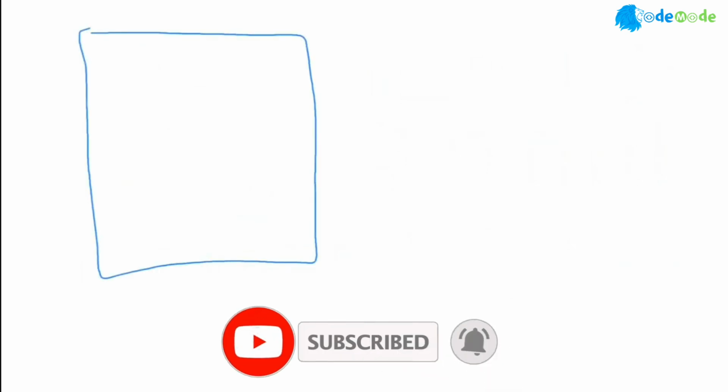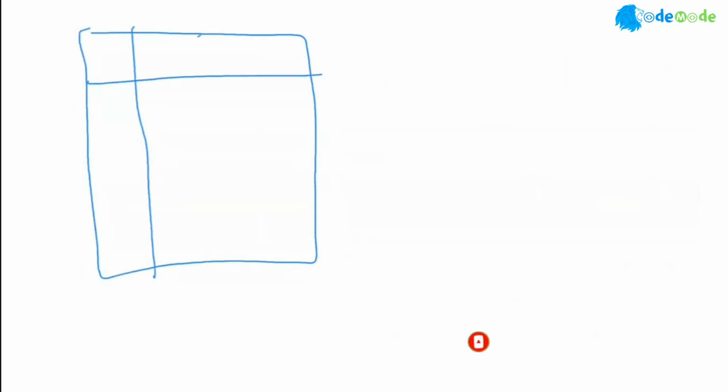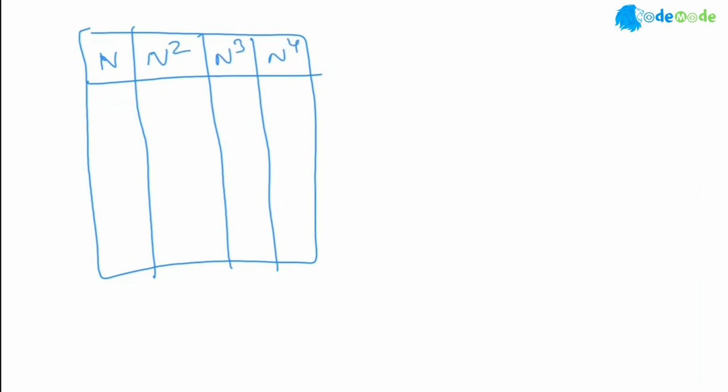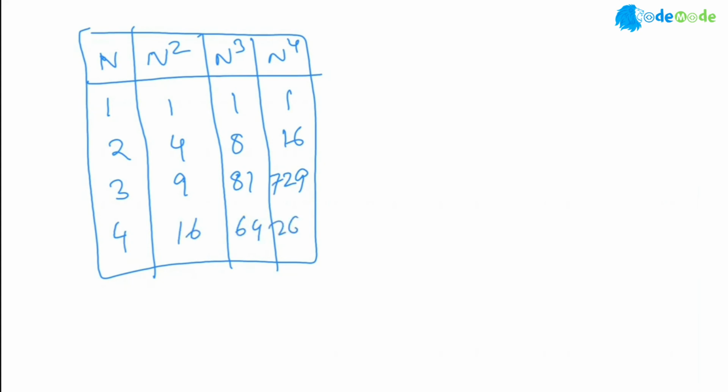Suppose I want to create a table of numbers. I want to take a number n. This will be n square, this will be n cube, and this will be n to the power 4. Suppose it's 1, 1, 1, 1. For 2, this will be 4, this will be 8, this will be 16. For 3, this will be 9, 9 into 9 is 81, 81 into 9 is 729, I guess. For 4, this is 16, this is 64, and 256, I guess.